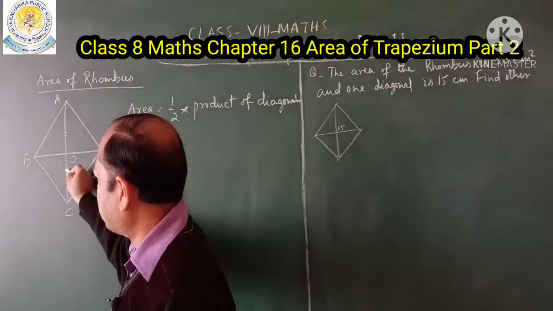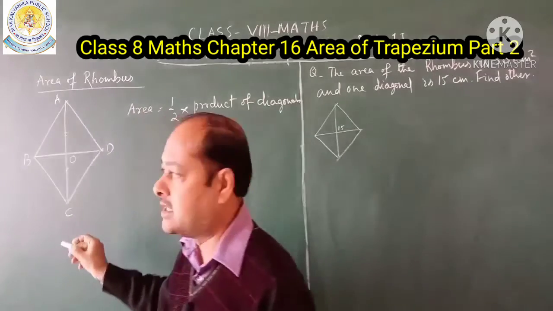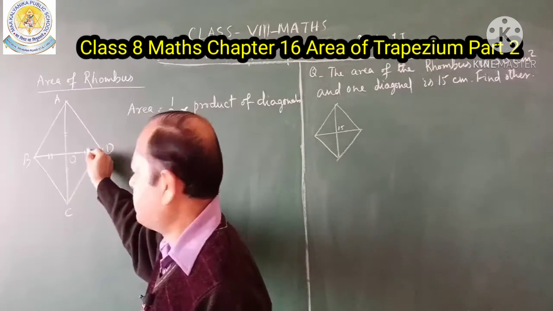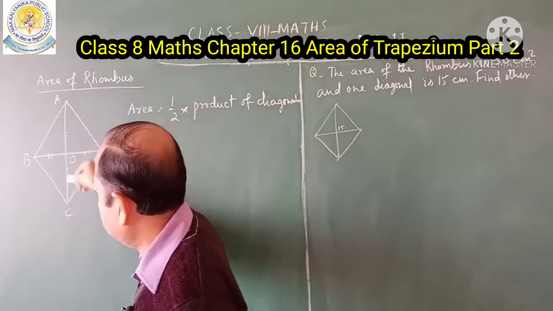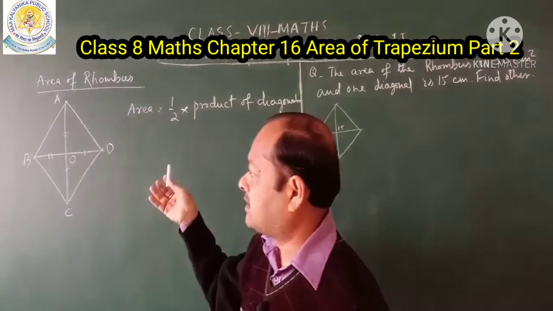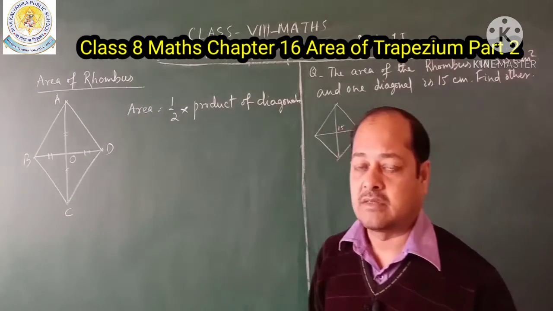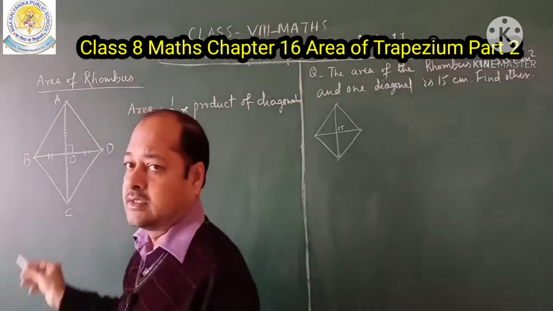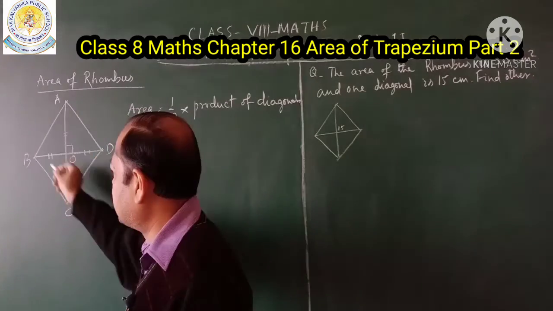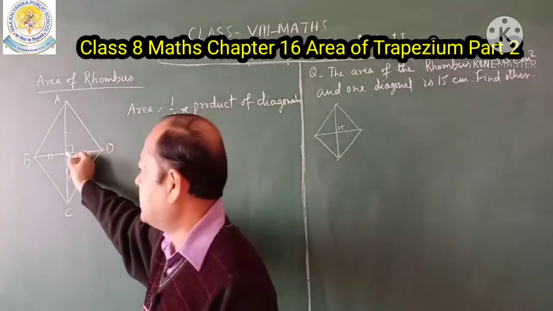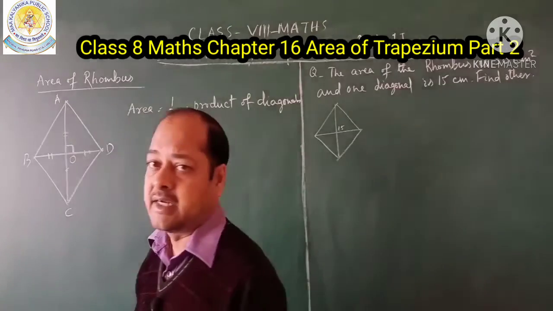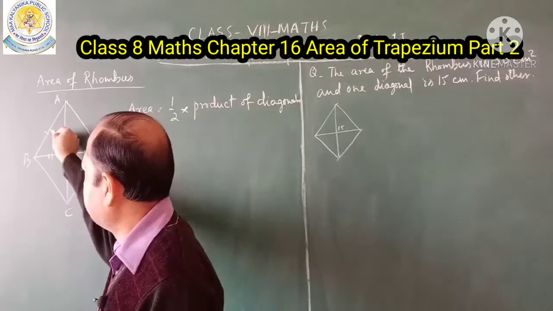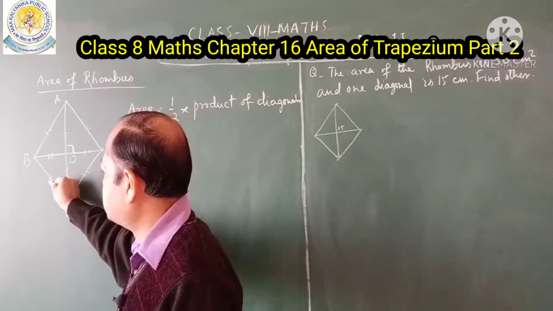Bisect means equal halves. AC is a diagonal here, so AO equals OC, and BO equals OD. So the diagonals of a rhombus bisect each other, meaning equal halves, and they bisect at 90 degrees. These diagonals, AC and BD, bisect each other at 90 degrees, creating a 90 degree angle at the center, the intersecting point. All sides of a rhombus are equal.